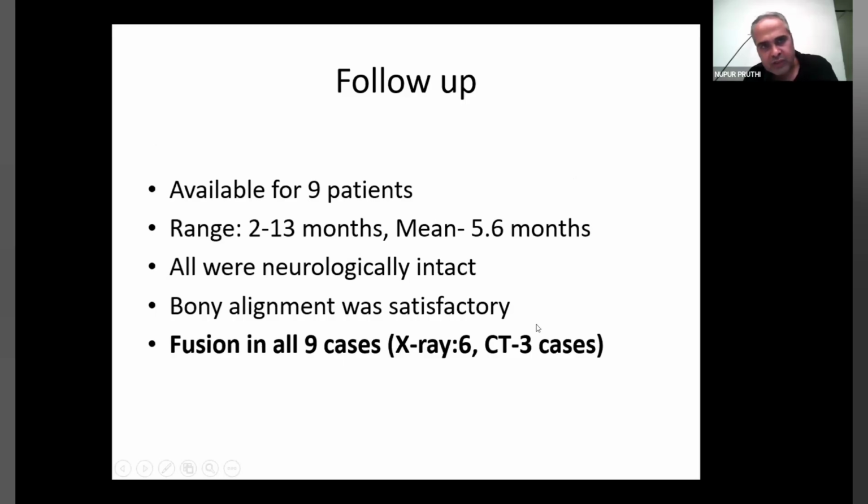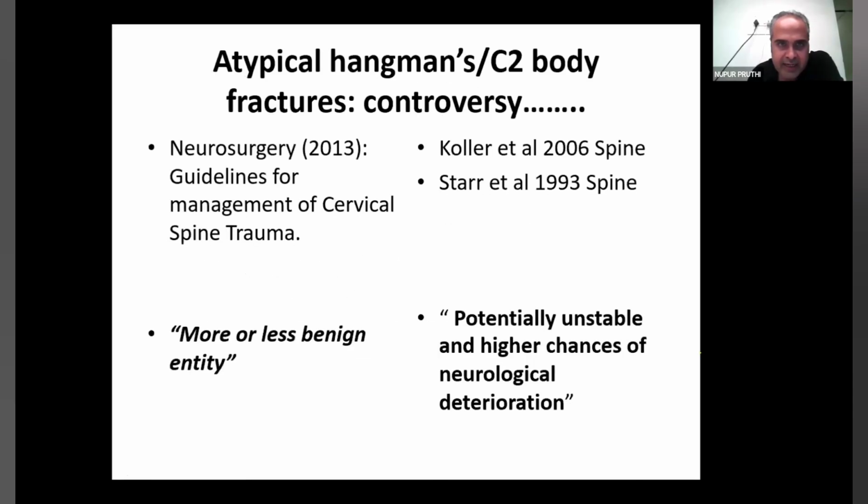The follow-up, as I told, was available for a good 9 patients, a mean of nearly 6 months. All patients were neurologically intact. The bony alignment was good and satisfactory. Fusion was achieved in all the 9 cases. Now, this brings us to the discussion of how to manage this patient. What does the literature say?